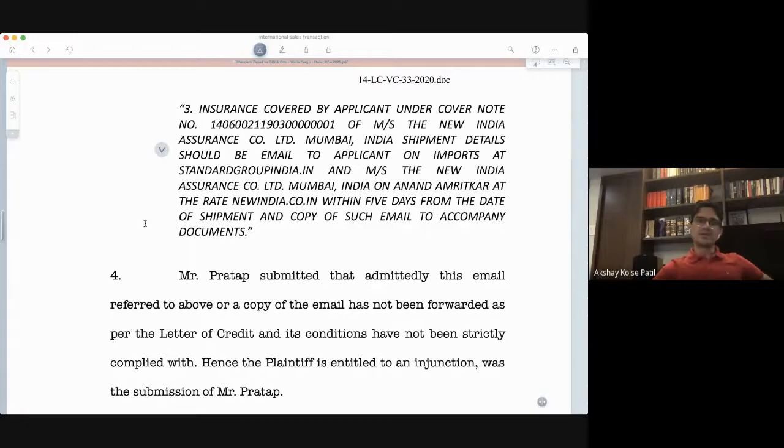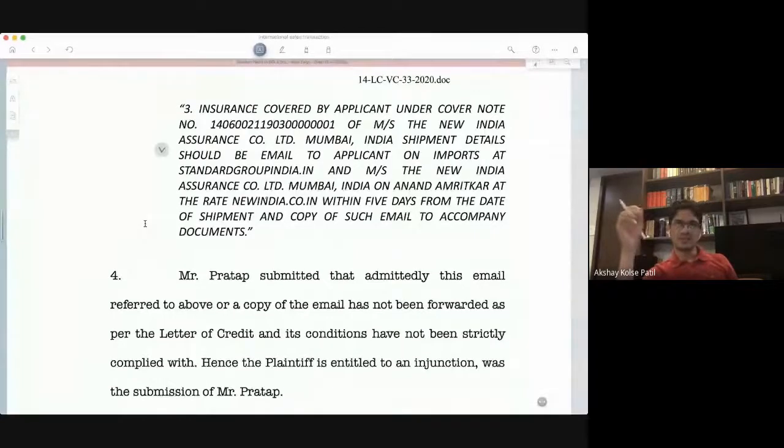Now, one of the conditions in the letter of credit was that an insurance policy would be taken by the applicant, and because this was a CFR contract, the seller would have to send an email within 5 days of shipment to the buyer and the insurance company, and a copy of such email to accompany the documents.